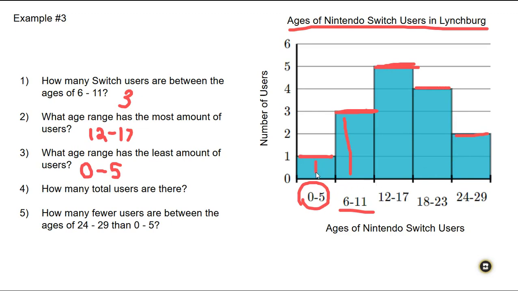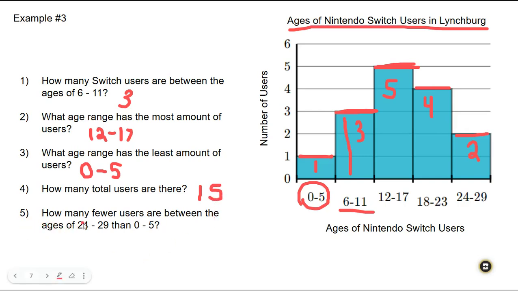So this one includes 1. This one here includes 3. So I'm going to write a little 3 right here. This one here, 12 to 17, we have 5 people. From 18 to 23, we have 4 people. And then from 24 to 29, we have 2 people. All right, so if I were to add that up, that's 1 plus 3 is 4, plus 5 is 9, plus 4 is 13, plus 2 is 15. So this histogram right here is representing 15 people total.